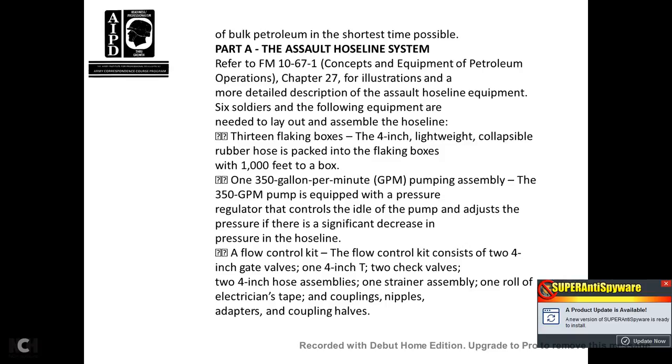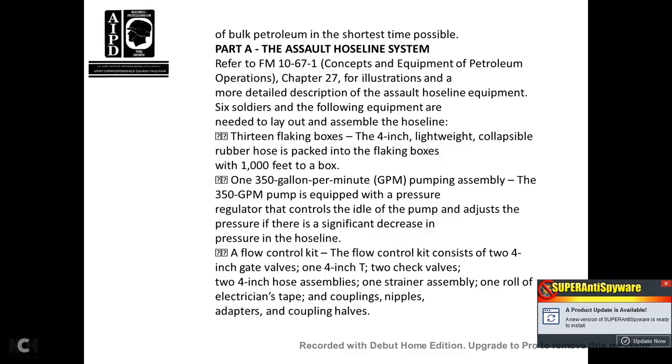Part A, the assault hose line system. Refer to Field Manual 10-67-1, Concepts and Equipment of Petroleum Operations, Chapter 2, which provides a more detailed description of assault hose line equipment. Six soldiers are needed to lay out and assemble the hose line. 13 flaking boxes of 4-inch lightweight collapsible rubber hose are packed in flaking boxes, with 1,000 feet per box. Unit 1, 350 gallon per minute pumping assembly. The pumping assembly with the 350 gallon per minute pump is equipped with a pressure regulator that controls the idle pump with the pressure adjuster.